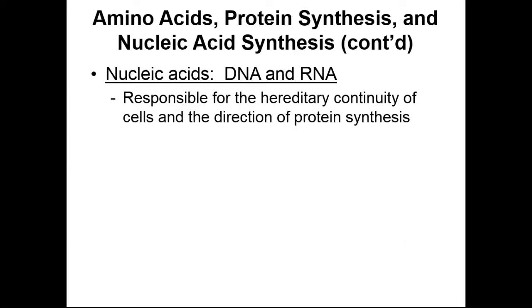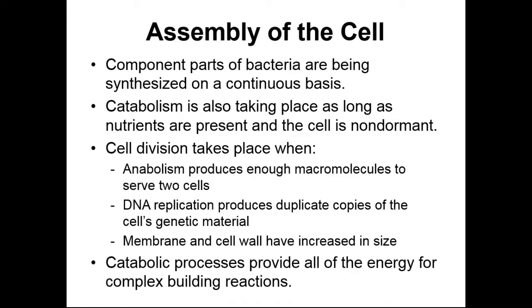We also have nucleic acids, which are made from repeating nucleotide subunits. DNA and RNA are going to be responsible for the transmission and storage of genetic information, or hereditary information, through the cells. This hereditary information directs protein synthesis directly. As we put our cells together, you can think of the parts of a bacterial cell as being synthesized continually. There's constantly new product being made on the production line or the assembly line.